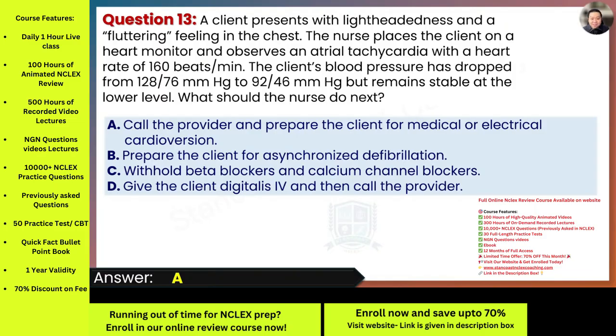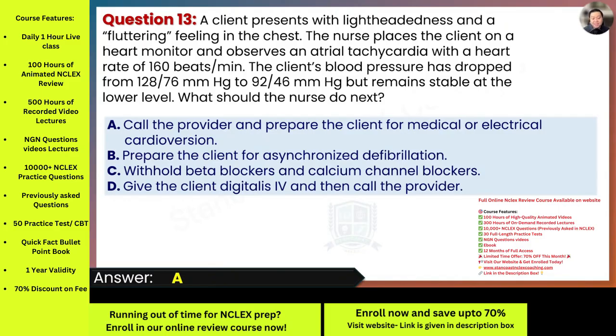It's fast. So synchronized cardioversion, which delivers a shock in sync with the heart's rhythm, is the preferred treatment for atrial tachycardia. Now, defibrillation is totally different. This would be inappropriate for this case because it could cause harm, because it can disrupt the normal rhythm. Now, what about letter C?